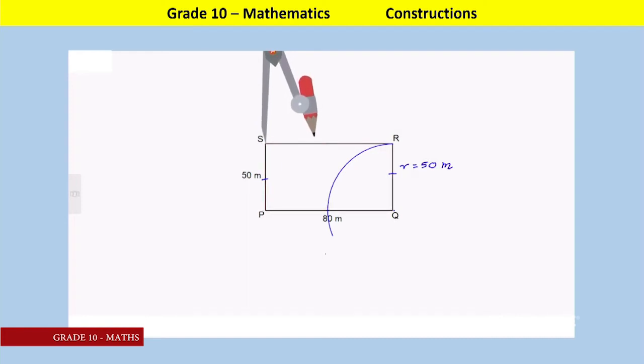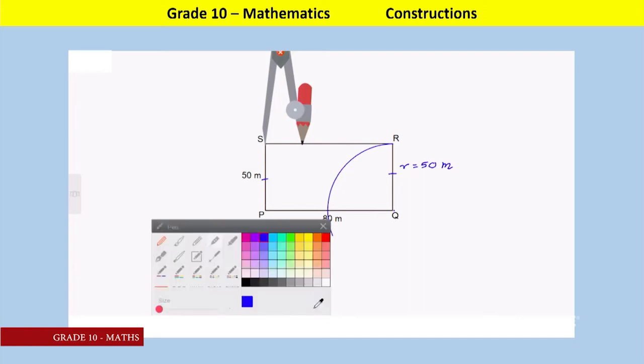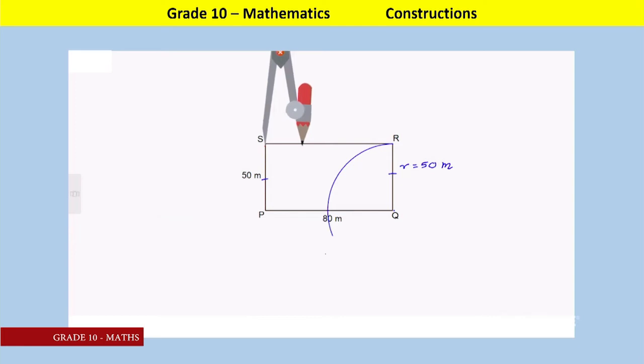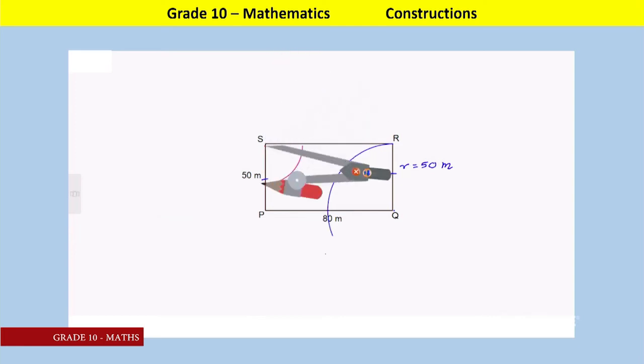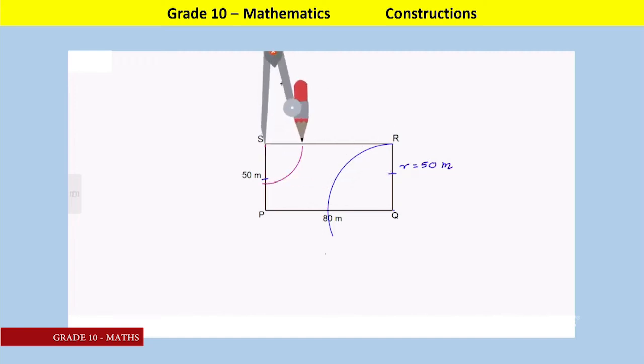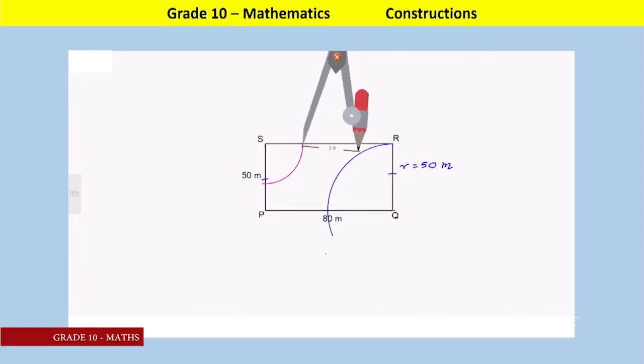I told you earlier, S is the common vertex. So, we have to bisect the angle PSR. Keep the steel point on S. Draw an arc to intersect those two lines. Here we got 2 points, where the arc and the lines RS and PS intersect.